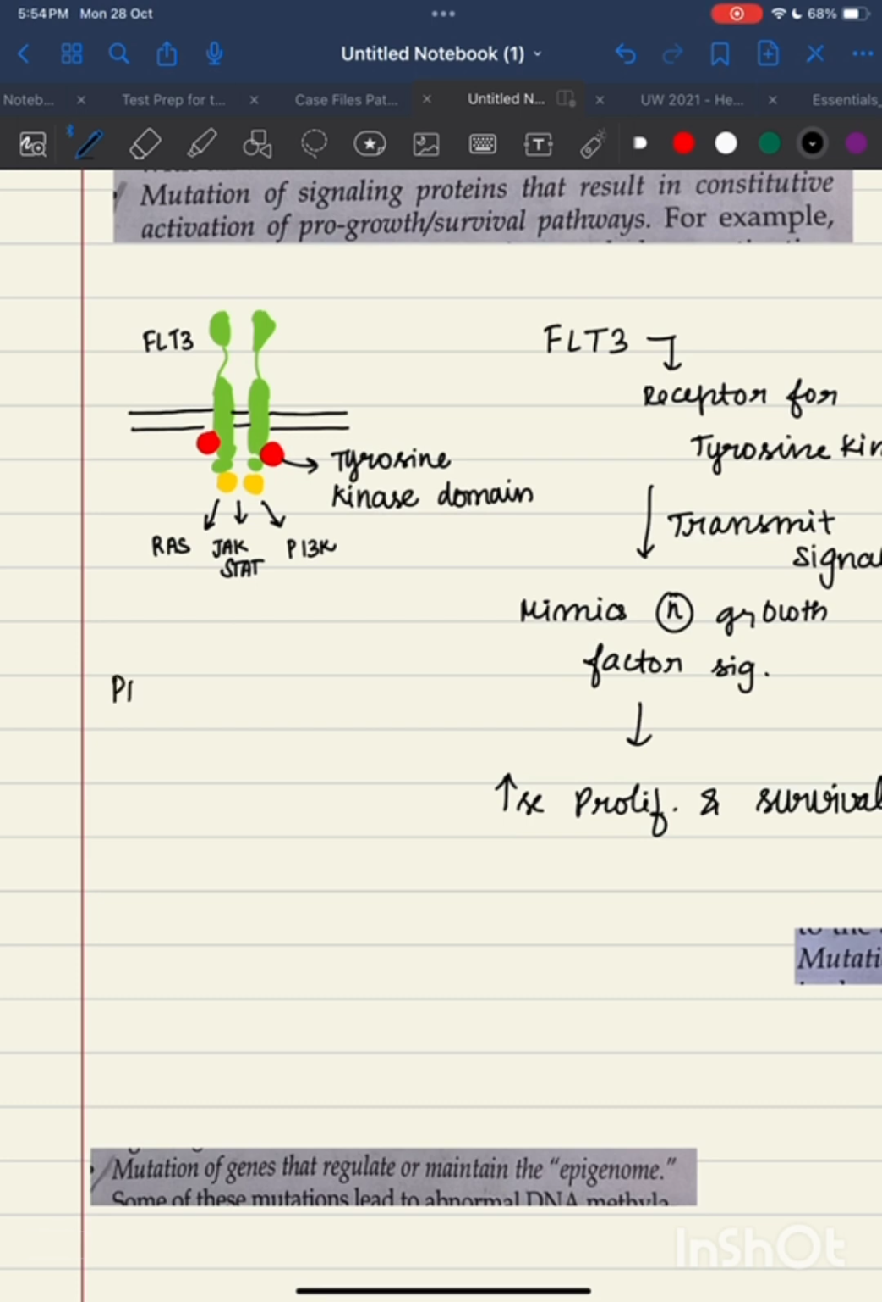When a patient has both PML-RARA and FLT3 mutation, they develop strong leukemia.